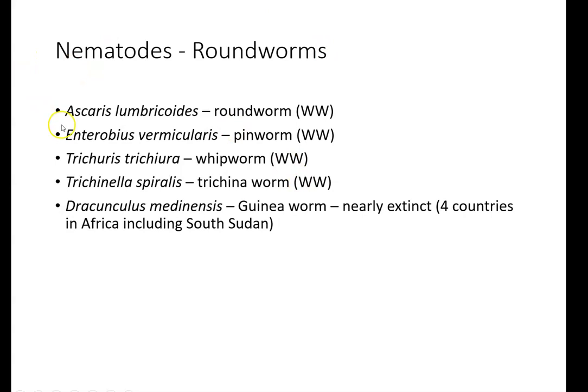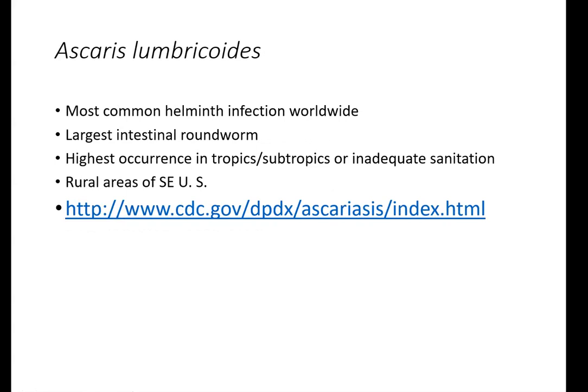But so I'm going to start with these and try and go in order. I think I tried to go in order. With these, you need to know the real name, you need to know the slang name, and you need to know what they look like. So here we go. Ascaris lumbricoides is the most common helminth infection worldwide. So the most common worm that anybody gets worldwide. Okay. It is a very large intestinal roundworm. And it is most common in the tropics or subtropics, but it's also very common in areas with inadequate sanitation.